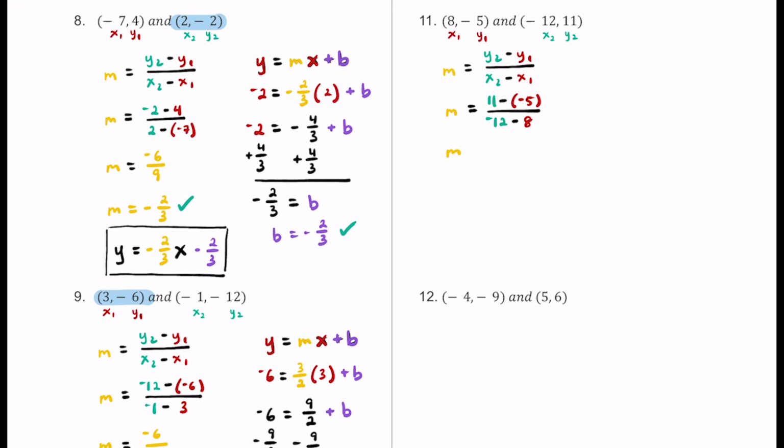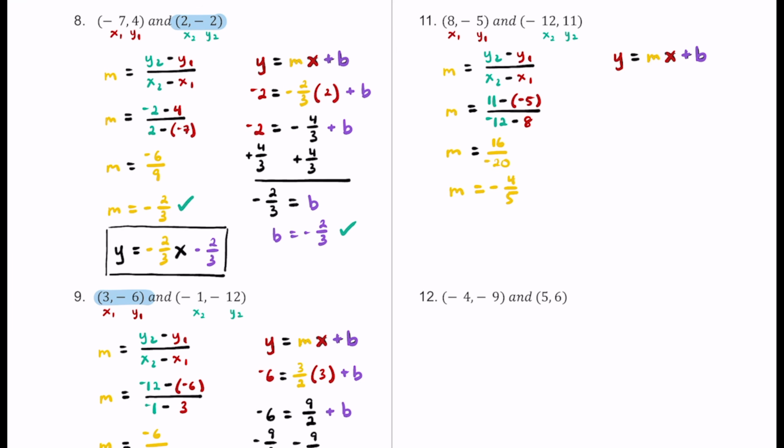All right, cool. So we just substituted in. Now we just have to do some order of operations. On top, 11 take away -5 ends up being 11 plus 5, or 16. And on bottom, -12 take away 8 is -12 plus -8, which is -20. Dividing top and bottom both by 4, their GCF, and we know a negative divided by a positive is a negative, so it's going to be -4/5 for the slope.